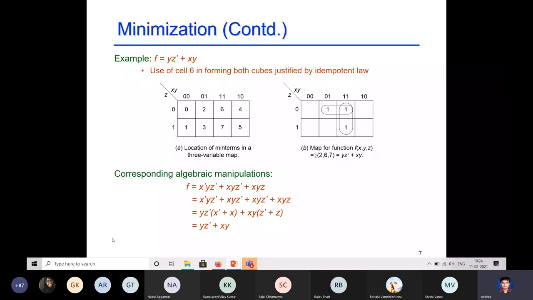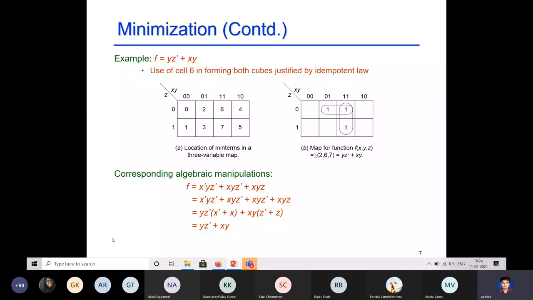If you are given a Karnaugh map with the corresponding true min terms marked, you can write it as a sum form. Basically this means this is 2, this is 6, and this is 7. So 2, 6, and 7 are the true min terms, and the function is a sum of these 3 min terms.